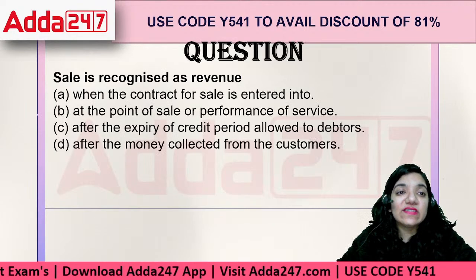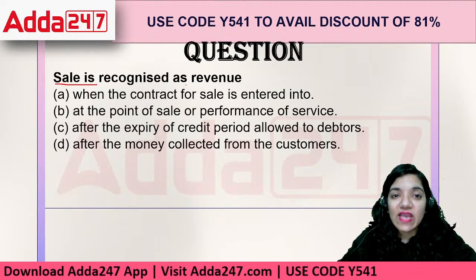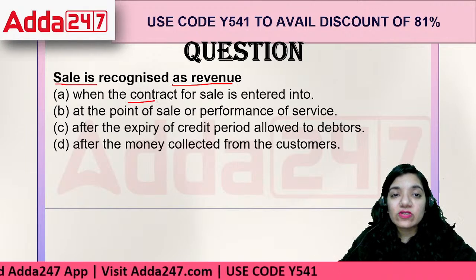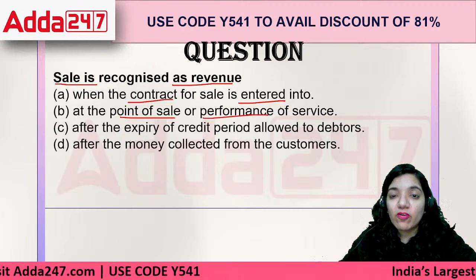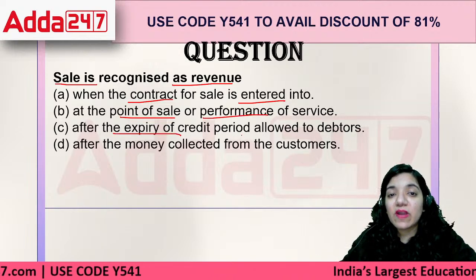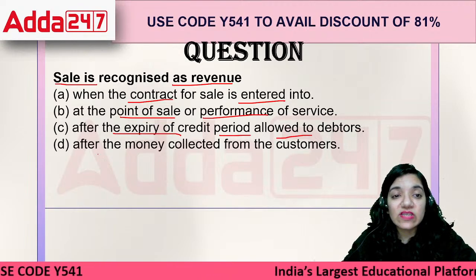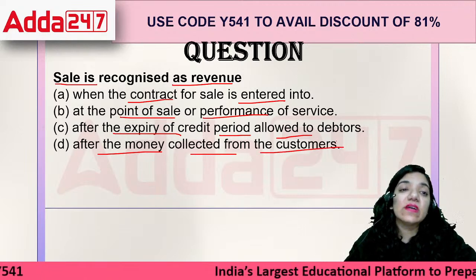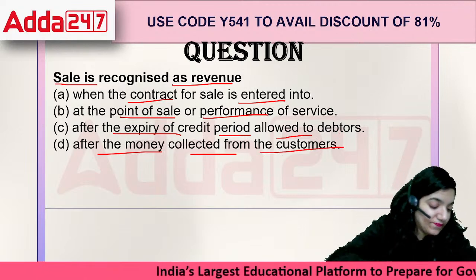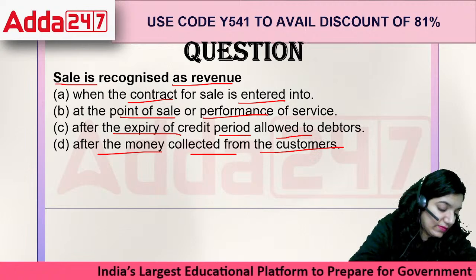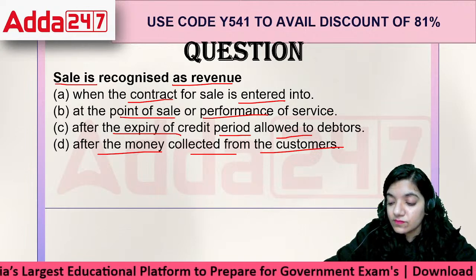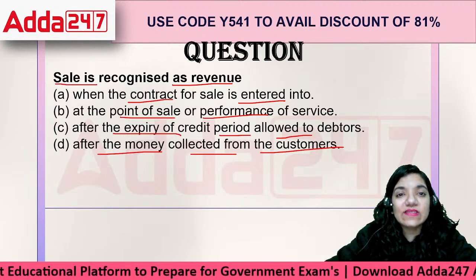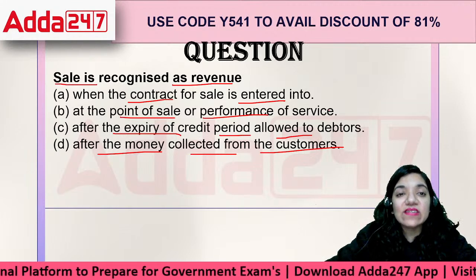Moving on, the sale is recognized as revenue when: the contract for sale is entered into at the point of sale or performance of the service, after the expiry of the credit period allowed to the debtors, or after the money is collected from the customers. The sale is recognized as revenue.